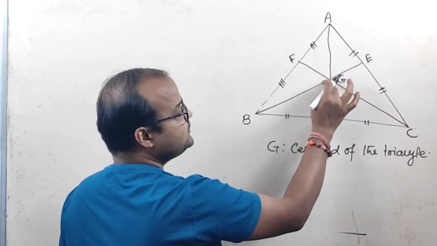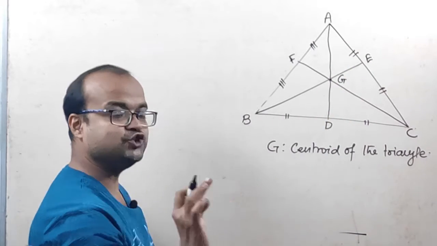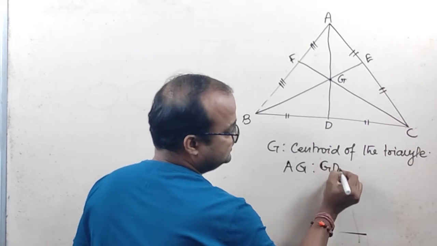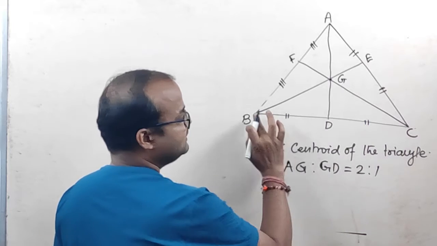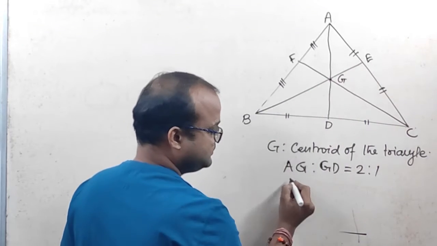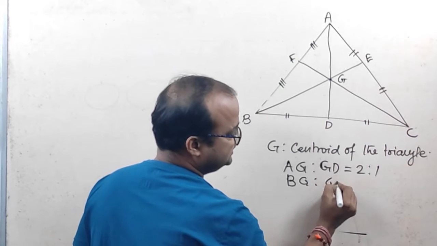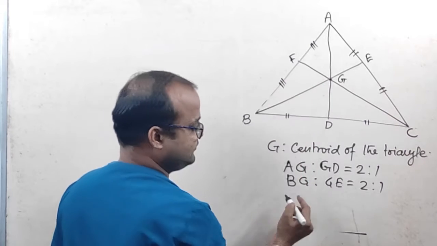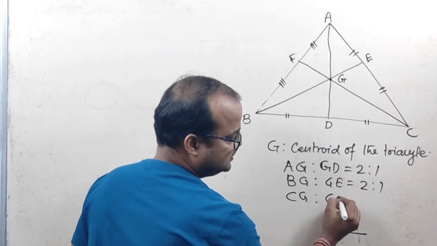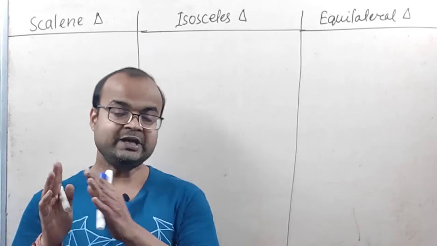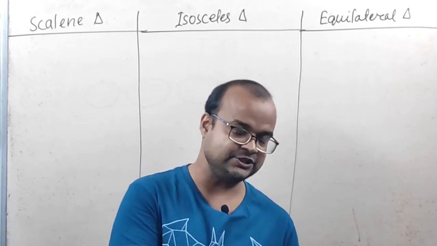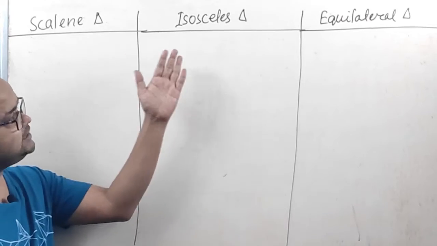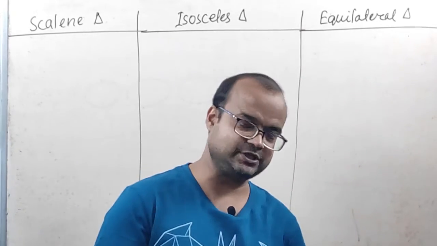Now, the centroid divides the median in the ratio 2:1. That means AG is to GD equals 2:1. BG is to GE equals 2:1, and CG is to GF equals 2:1. Now we understand the difference between altitude and median in case of our three triangles, that is scalene triangle, isosceles triangle and equilateral triangle.